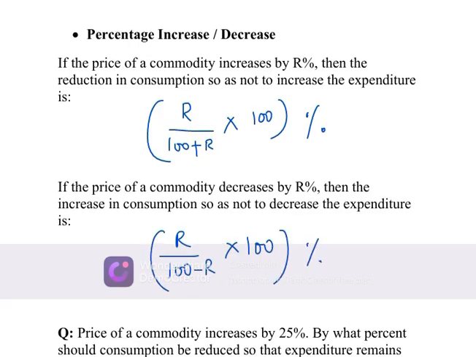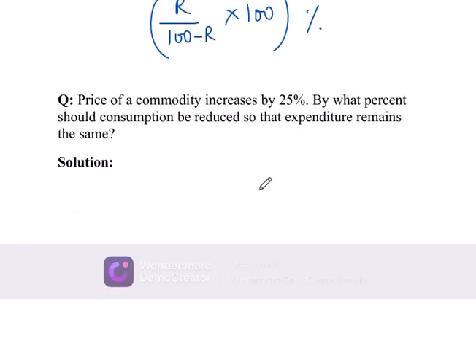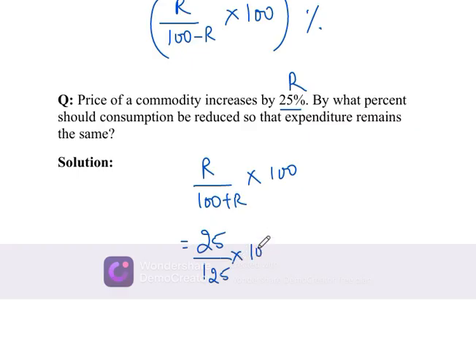Check this question which came in the SSC CGL exam in previous years. Price of a commodity increases by 24%. So this is the value of R. By what percent should consumption be reduced so that the expenditure remains the same? You need to find the reduction. The reduction is given by the formula R upon 100 plus R, simply into 100, because there is an increase. So this is 25 upon 100 plus 25, which is 125, into 100. So the answer is 20%.